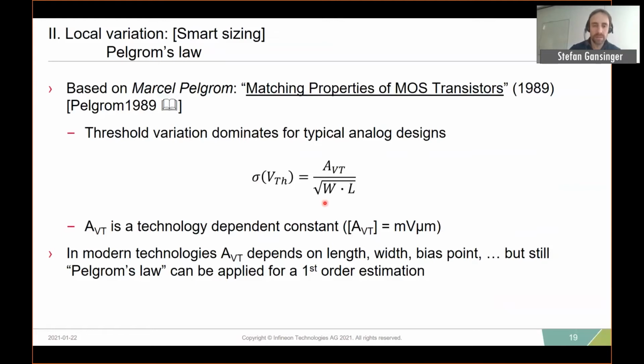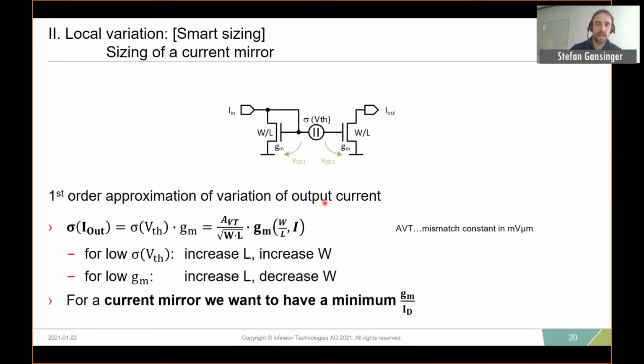One example on the smart sizing. Let's assume we have a current mirror. And I tried to draw an equivalent circuit here. So we have an input transistor connected to a diode, which is given as an ideal transistor. And we have an output transistor, which converts the gate source voltage back to a current, which is also ideal. But in between, we have an offset voltage source, which models the threshold mismatch between those 2 transistors. So this offset source has the standard deviation of the threshold mismatch of these two transistors.